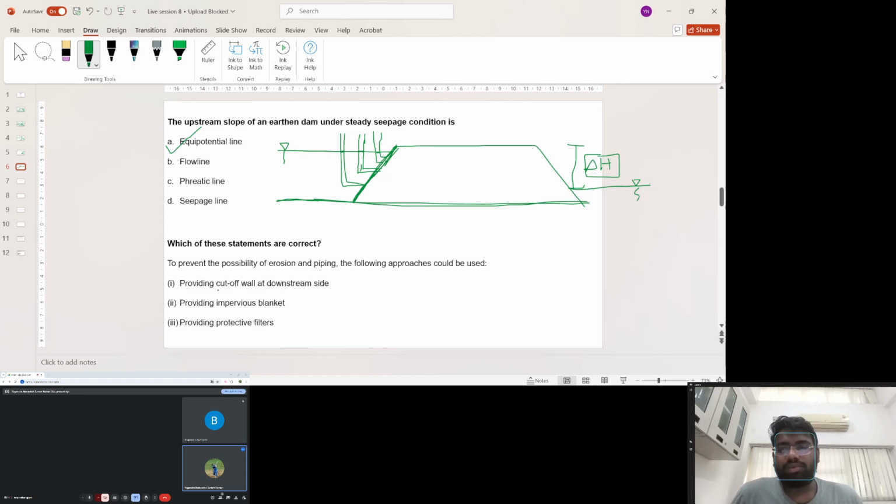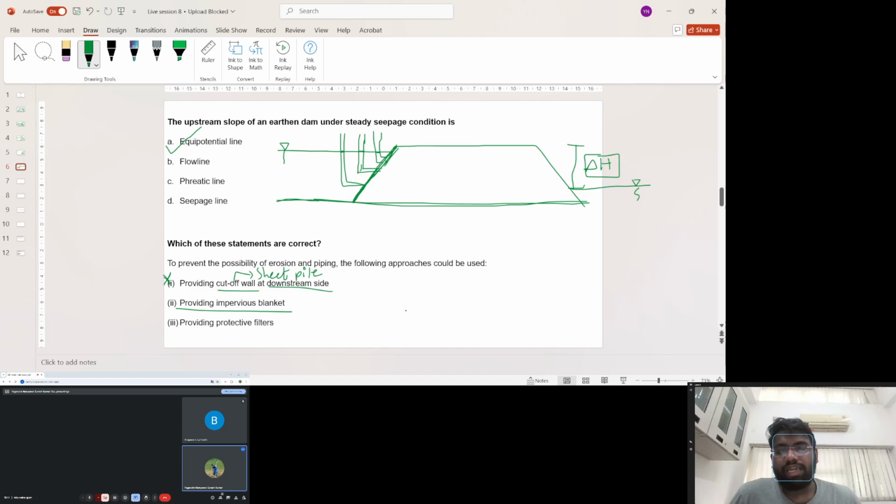that is, a cut-off wall is nothing but a sheet pile generally. A cut-off wall is nothing but the impervious wall to elongate the flow length. So that we have seen that it should be provided at the upstream side. So hence this is not the right option. So coming to the second point, providing impervious blanket.